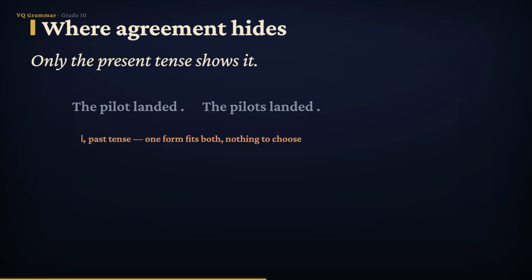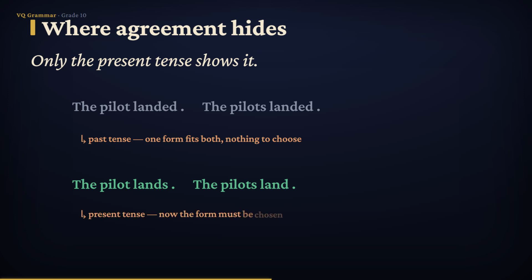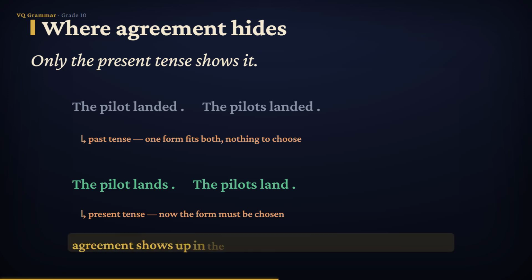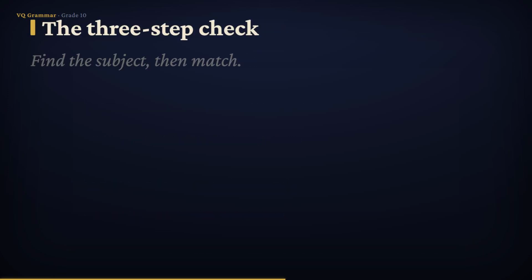But swing over to the present. The pilot lands. The pilots land. Now the form has to be chosen, and now you can get it wrong. So this is where your attention belongs. The present tense, plus that one exception we met, the verb be, which also agrees in the past. So let's turn all of that into a 3-step routine you can run on any sentence.